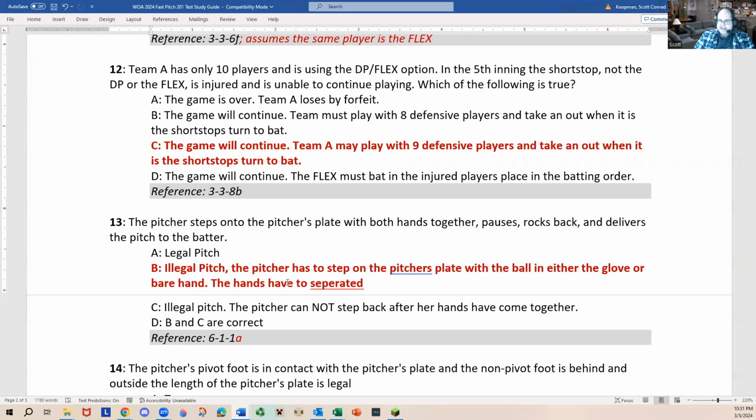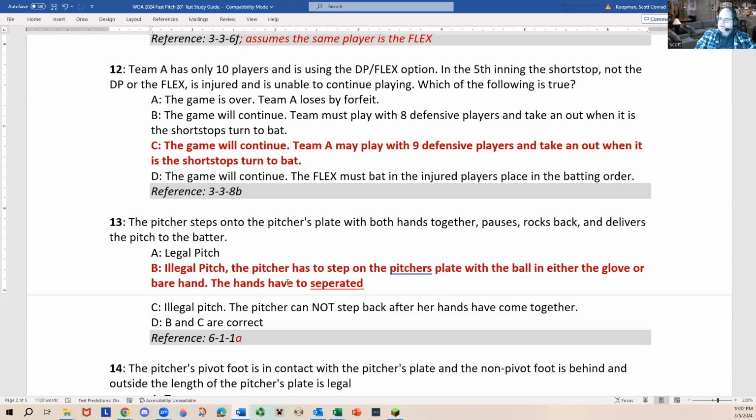So what happens? You can't move the DP or the flex into that spot because they're already in the lineup and they're already restricted to where they can go. So the game will continue because we're now in the shorthanded rule. So we can go with less than our starting number of players. And Team A may play with 9 defensive players because that's allowable as long as the flex is playing on defense. Any other 8 players can also play, perfectly legal.